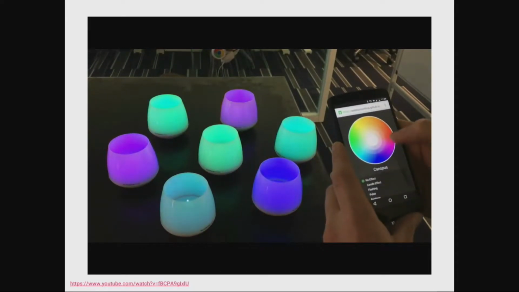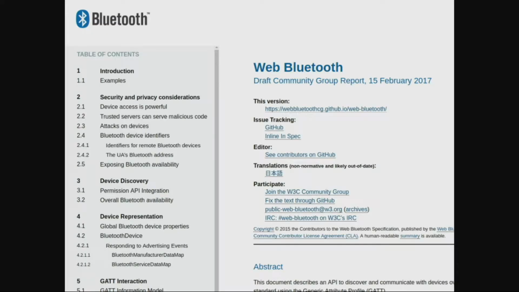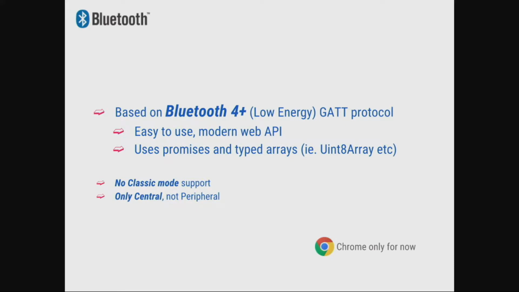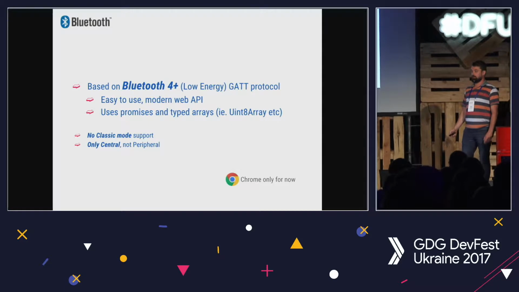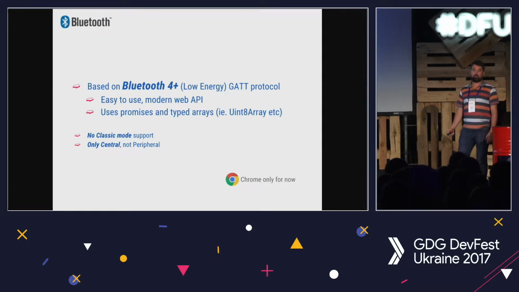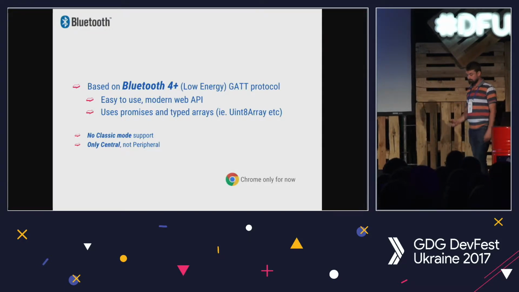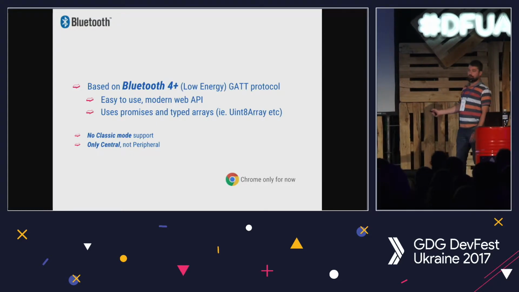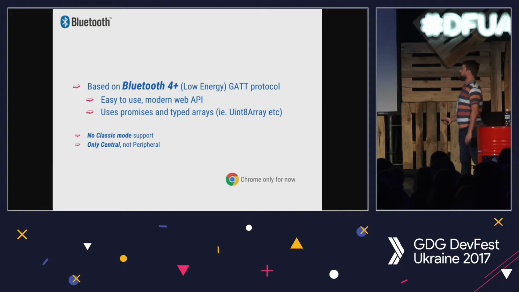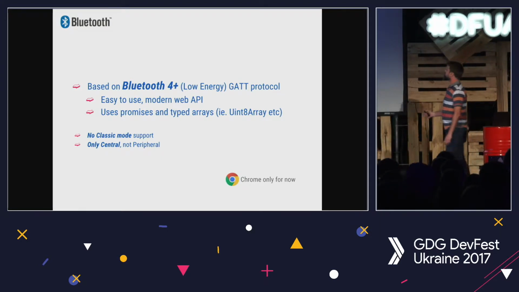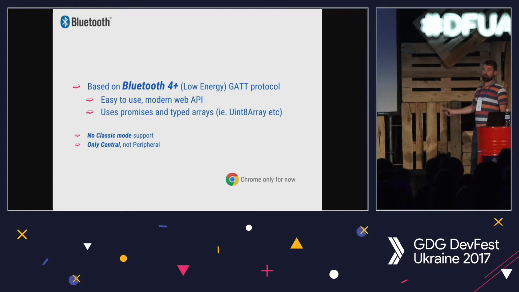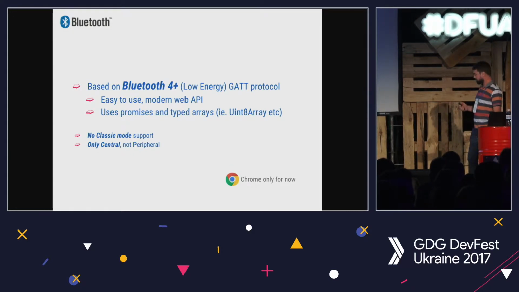These are things you can do on the web today. So this is the Web Bluetooth standard, and it's implemented in Chrome and I believe Opera for the moment. And also implementing support for it on the Samsung Internet browser, on Samsung phones. It's based on Bluetooth 4, which is what people call low energy. Officially, it's called Bluetooth Smart. It's an easy-to-use modern web API, so it uses something called promises and something called typed array.